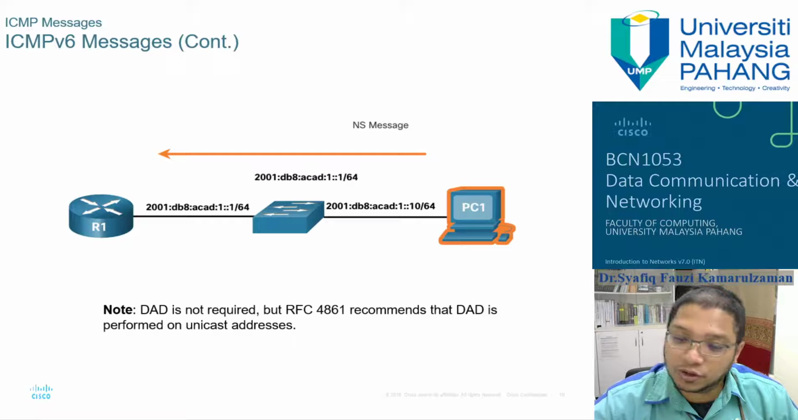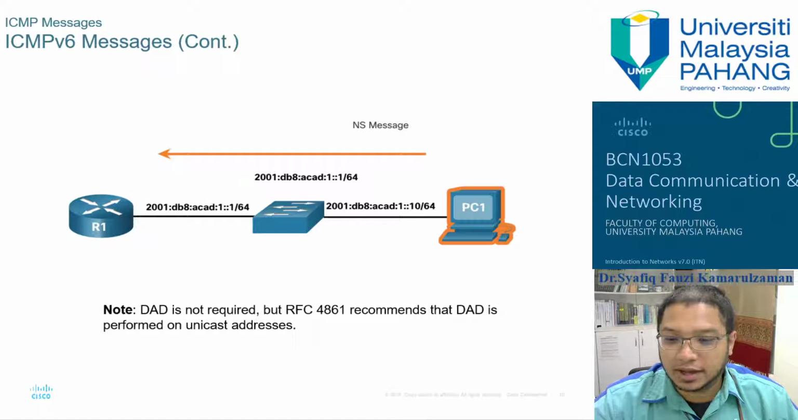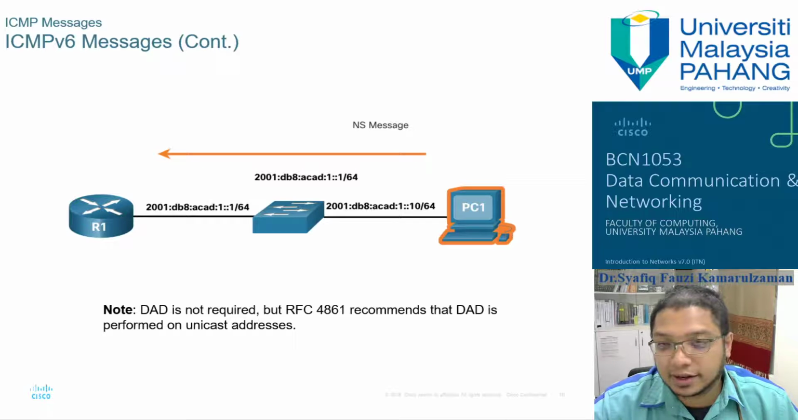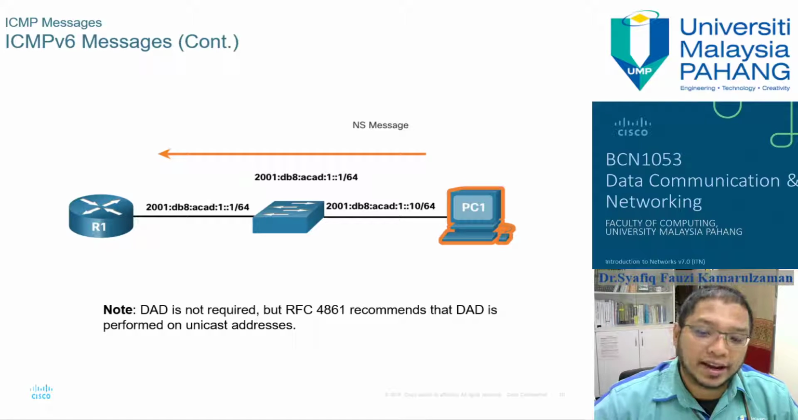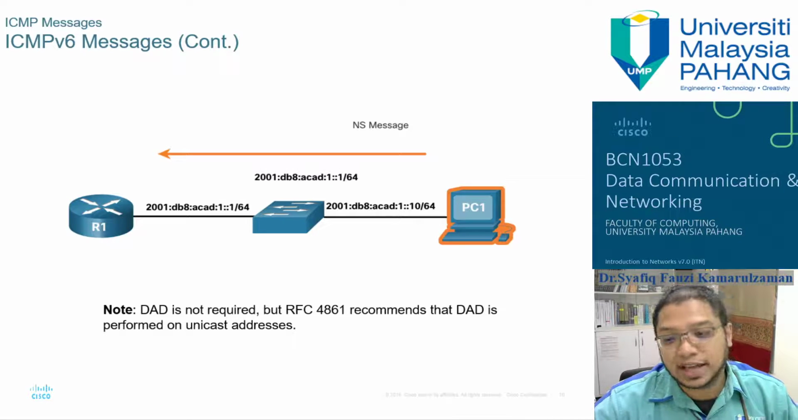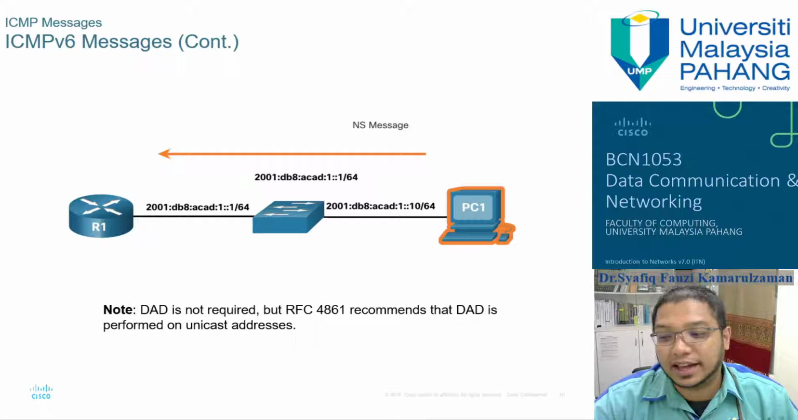So this is for security purposes. When they have a link local unicast address, they can check with another PC whether they have the same unicast address or not. To check the uniqueness of an address, the device will send an NS message with its own IPv6 address as the targeted IPv6 address.